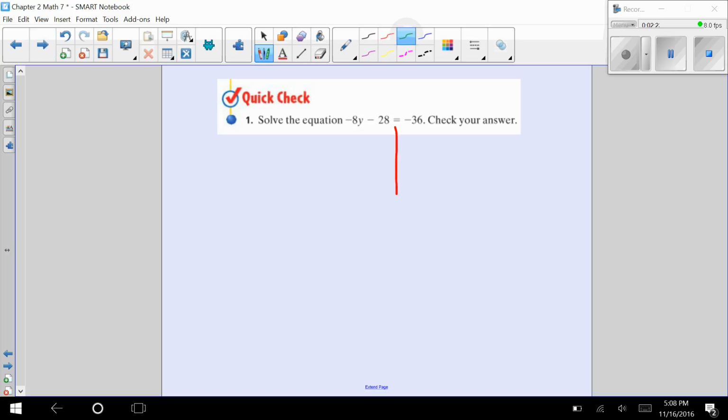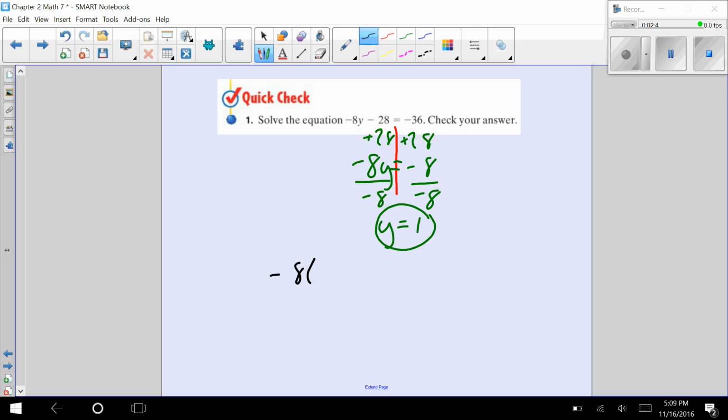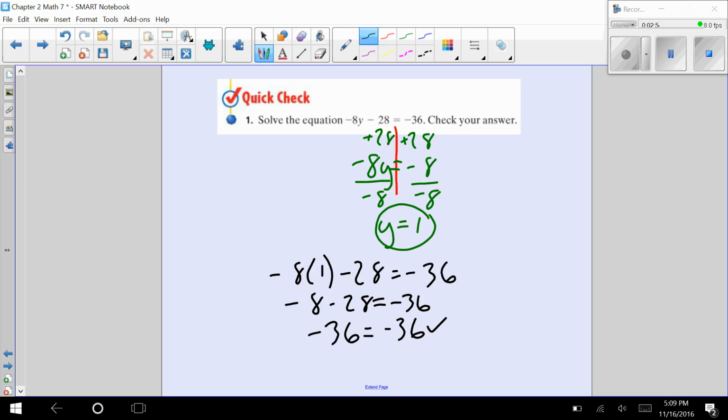Well, we start with our wall if we like it. We start by adding 28 to both sides. We end up with negative 8y equals negative 8. Then we divide the negative 8 away from both sides, so y equals 1 is our answer. To check, we do negative 8 times 1 minus 28. Is that equal to negative 36? Well, negative 8 times 1 is negative 8. Negative 8 minus 28 is negative 36, so it checks out.